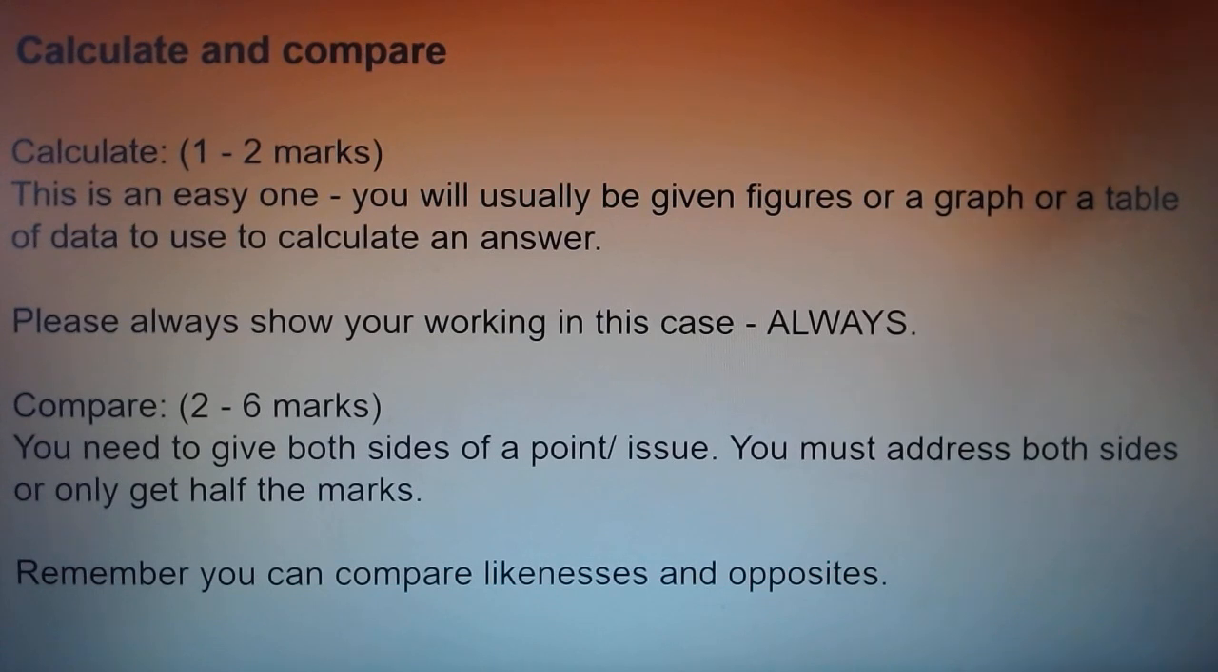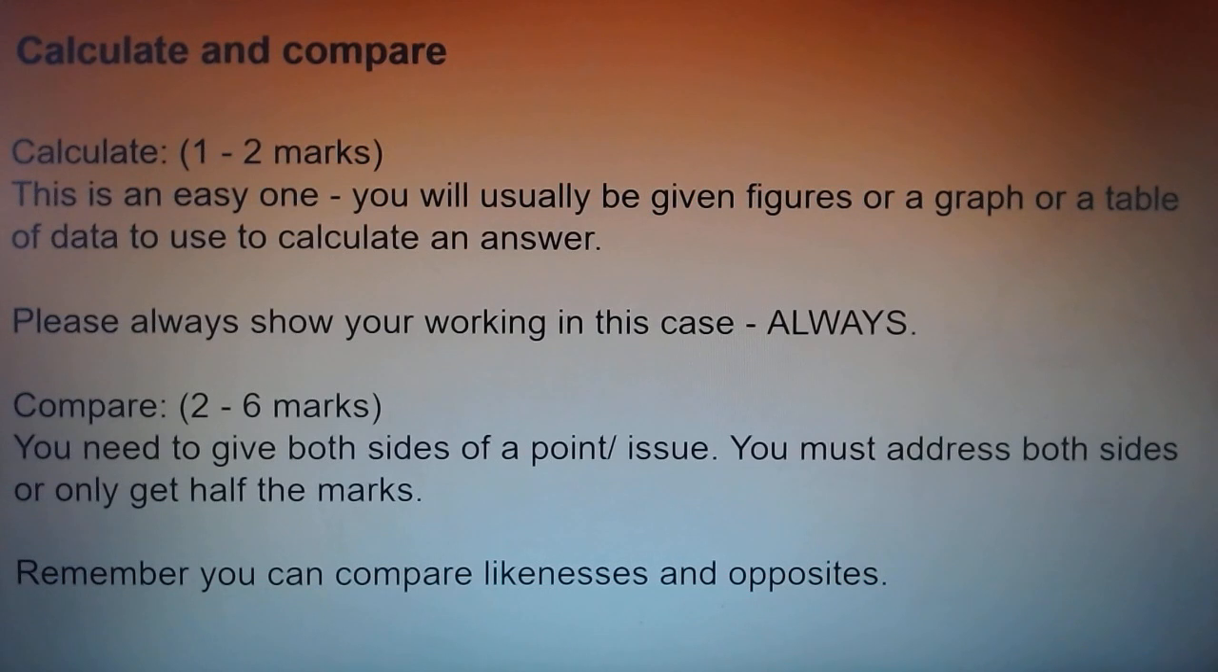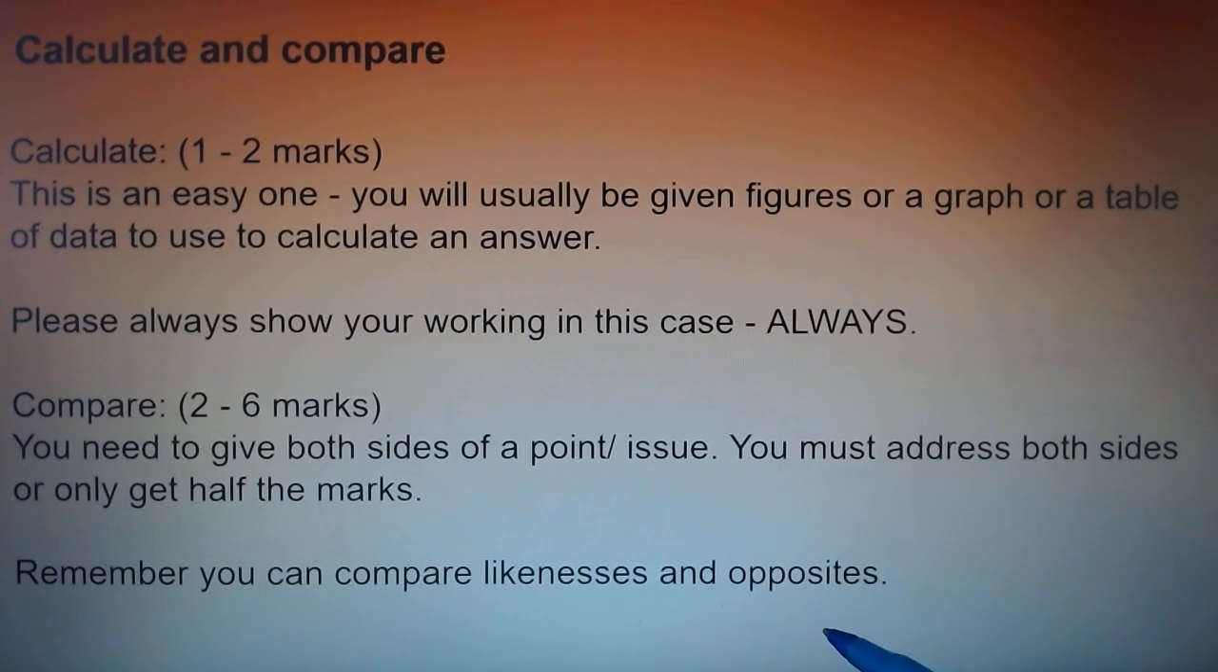Okay. Compare is a tricky one because it can go from 2 up to 6 marks. You need to give both sides of a point or issue. You must address both sides or you'll only get half marks. Okay, so if you're asked to compare 2 types of volcanoes for 6 marks, if you only talk about one type, the most you'll get is 3 marks, simple as.